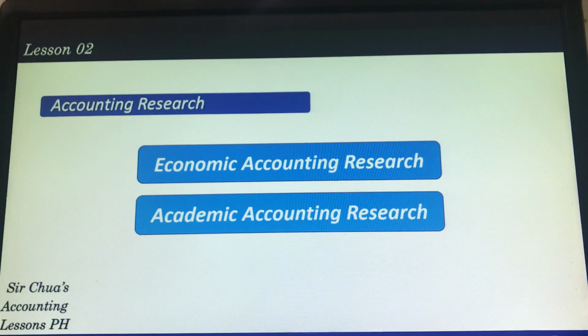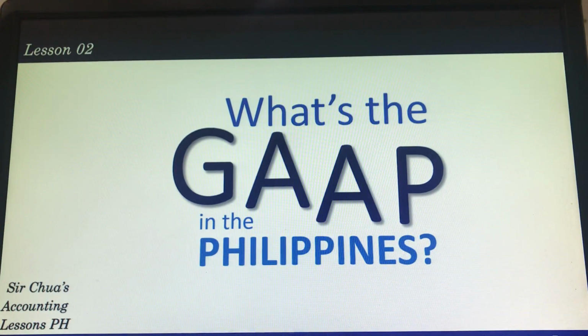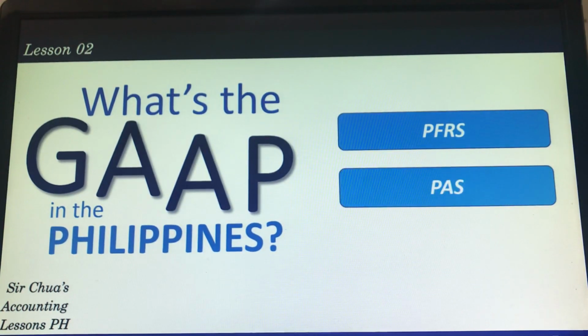Okay? So, those are the branches of accounting. I hope you understand my explanations. Okay, so let's move on. So, GAAP. Ano ba tong GAAP na to, no? GAAP means generally accepted accounting principles. Okay, so bago tayo mag-dig deeper, pakilala ko muna kung ano yung GAAP natin sa Pilipinas. Okay, the GAAP in the Philippines is a PFRS and a PAS. Sir Chua, ano ba yung PFRS? Ano yung PAS? PFRS means Philippine Financial Reporting Standards and PAS means Philippine Accounting Standards.